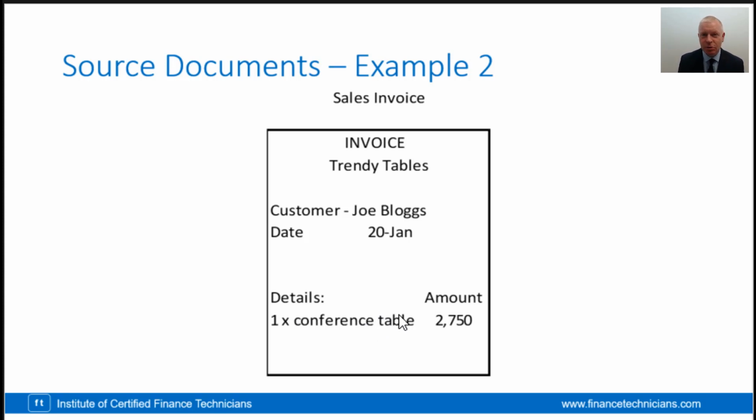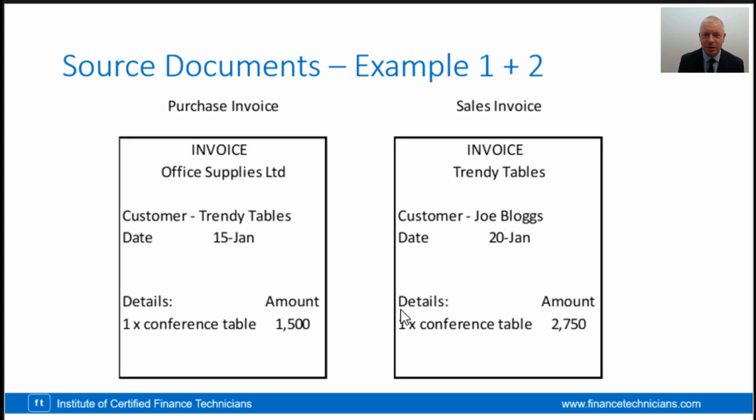So if we look at these two particular source documents side by side, it can help us. In this instance, Trendy Tables is buying from Office Supplies Limited, and in this instance Trendy Tables is selling to Joe Blogs. And the difference between this price that has been paid and this price that has been charged to Joe Blogs is the profit on this particular transaction. So that's pretty straightforward.